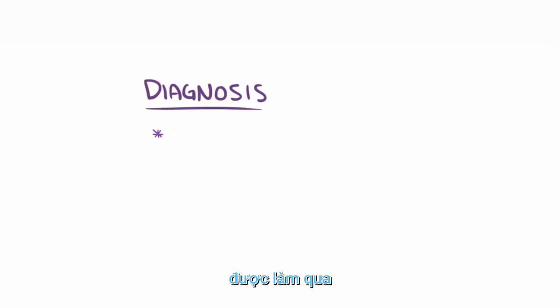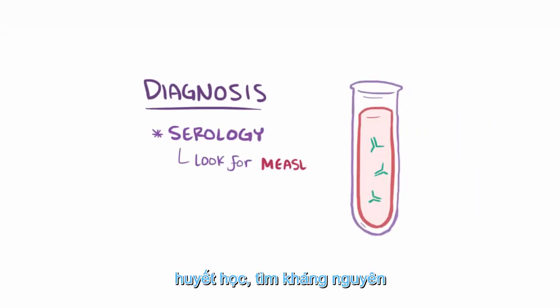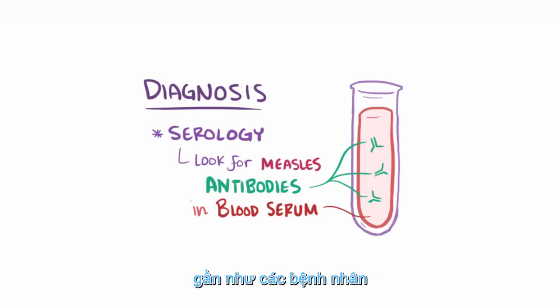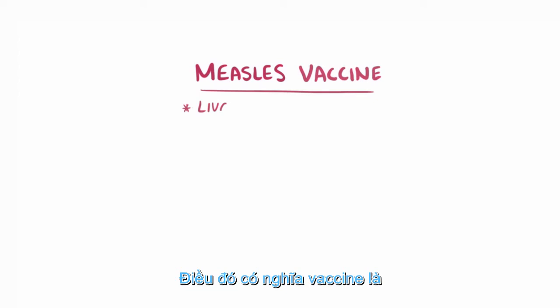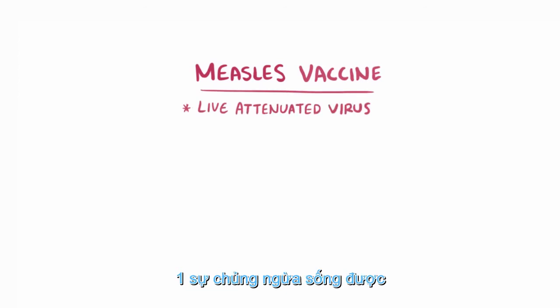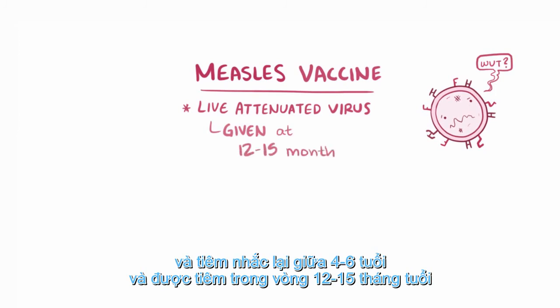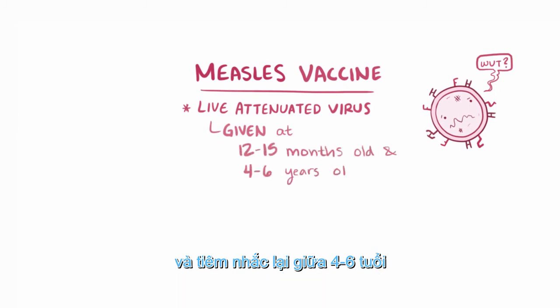Diagnosis of measles is usually done via serology, looking for measles antibodies in the blood serum. And the disease is usually most likely to happen with unvaccinated individuals. That said, the measles vaccine is a live attenuated immunization, essentially meaning it's been weakened. And it's given between 12 and 15 months of age, and again between 4 and 6 years of age.